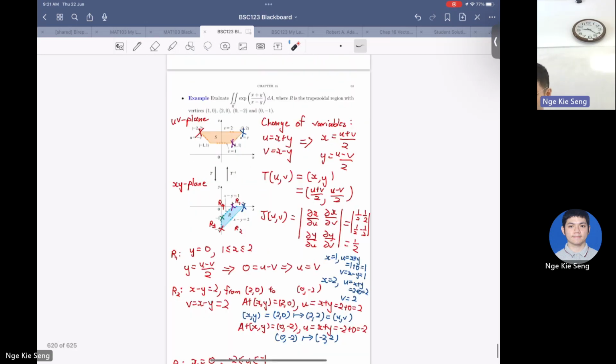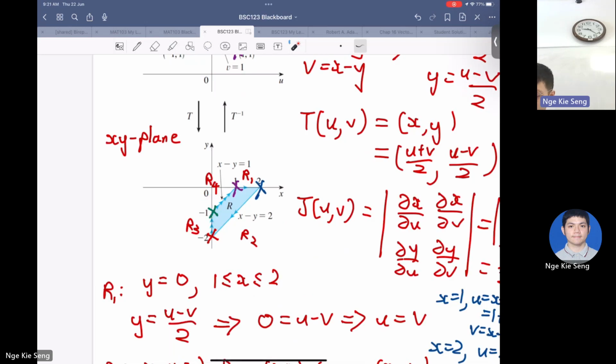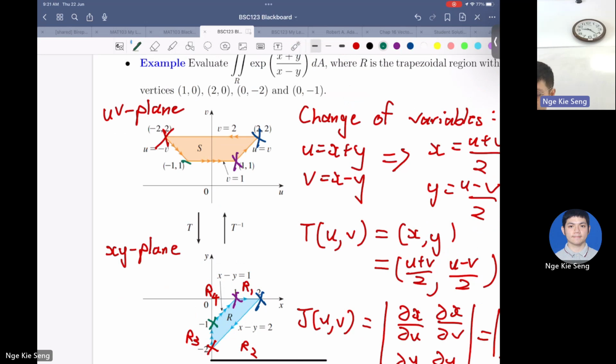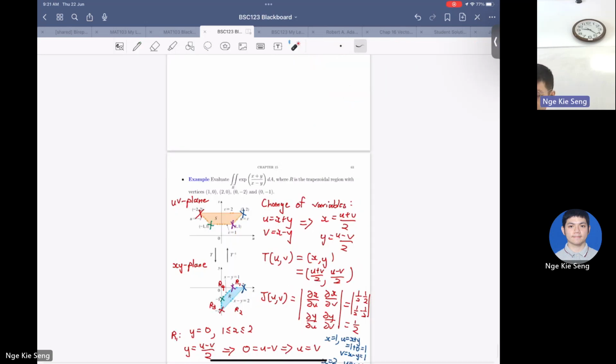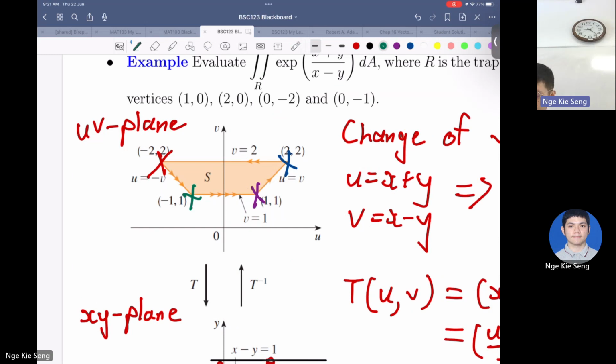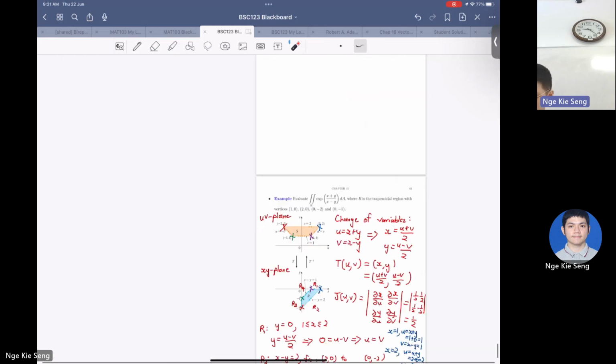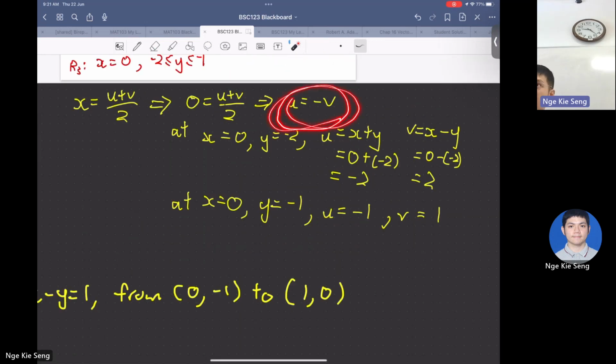So where is (0, minus 1)? It's this green vertex here, which gets sent to (minus 1, 1), which is this point here. And what's the line that connects these two points? Do you remember what line we computed just now? y equals negative x. So in the new variables, u equals negative v. This is the line that connects the two new points.